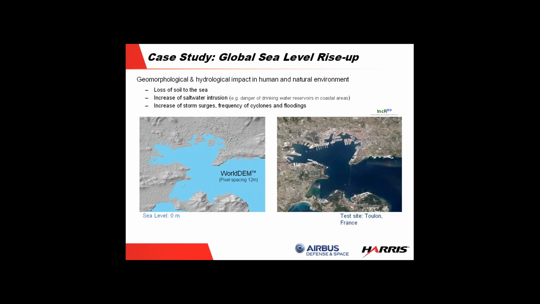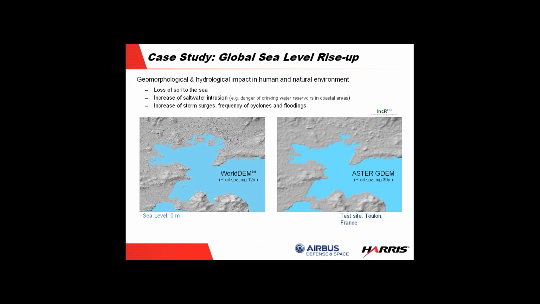As my last example, I want to show the result of a project investigating sea level rise with respect to the geomorphological and hydrological impact on the human and natural environment. In the project, sea level rise was modeled using WorldDEM in comparison to Aster DEM in the area of Toulon in France. When we compare just the elevation models, we see clearly the differences in quality. Looking at the coastline in WorldDEM, we clearly see the docks and the basins of the harbor area. There's also an island which is absolutely not part of the Aster DEM. So we can see that the Aster DEM is definitely quite coarse compared to WorldDEM.